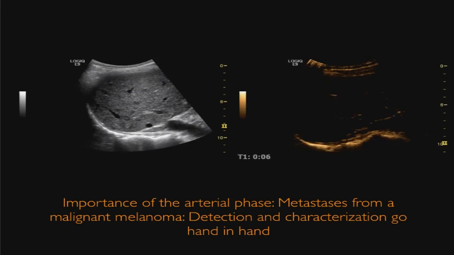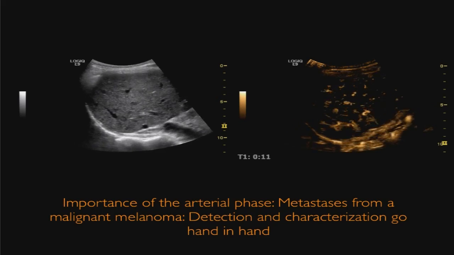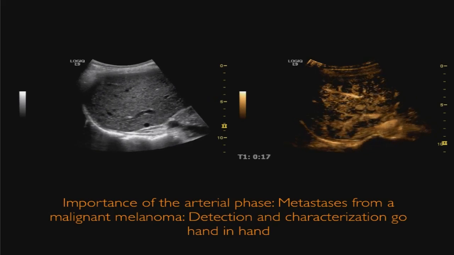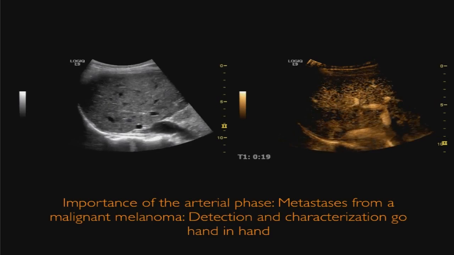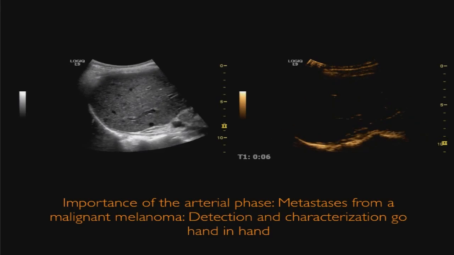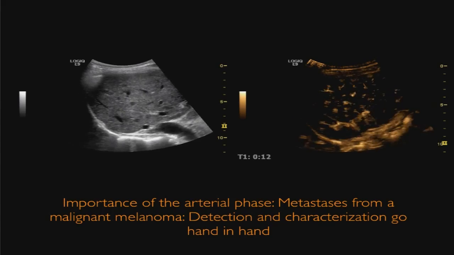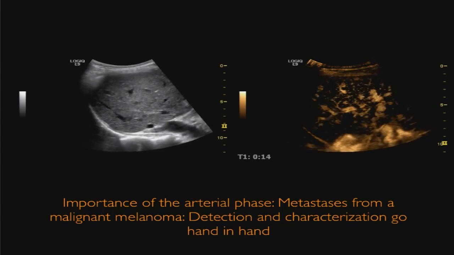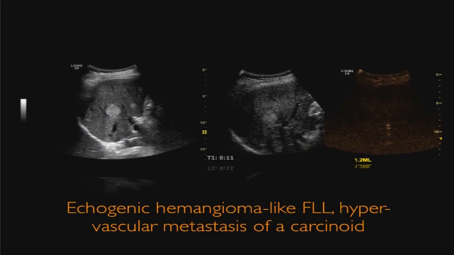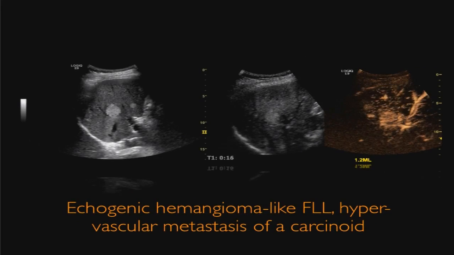So when we give contrast now, you can see that the metastases are highly vascularized. As you can see here, they hang like fruits from a tree. And it disappears after a couple of seconds, so it's gone then. So it's iso-enhancing, and if you wait a little bit longer, you can see they are all washed out. CT also recognized these lesions, but they were characterized as hypovascular metastases, and they are hypervascularized.